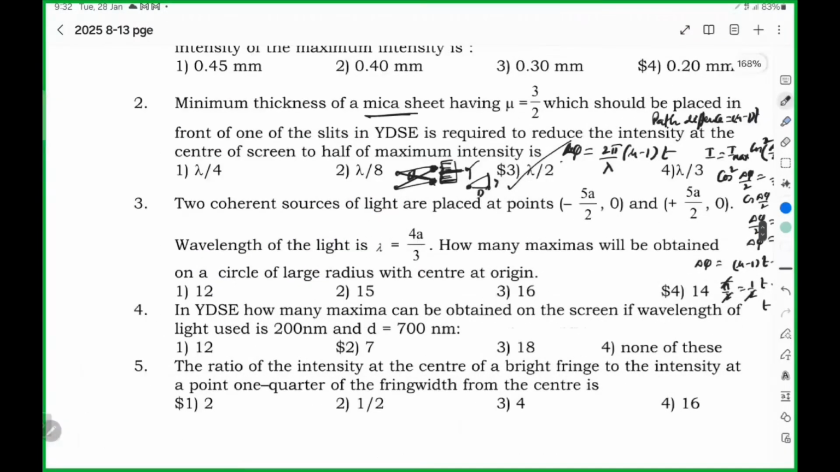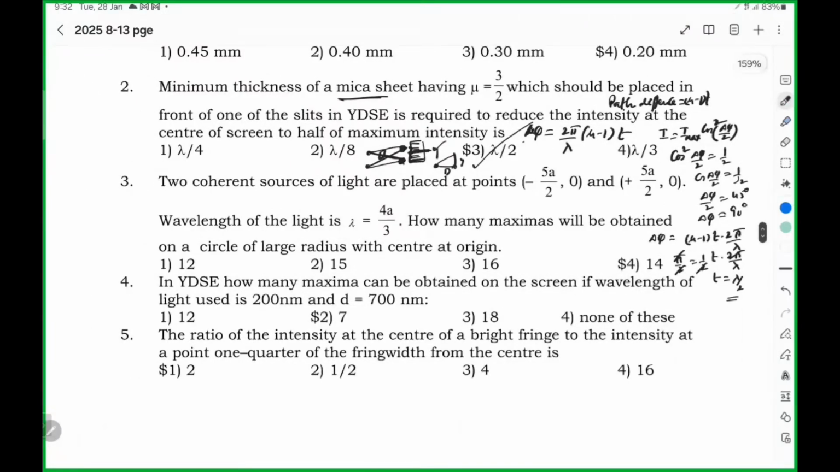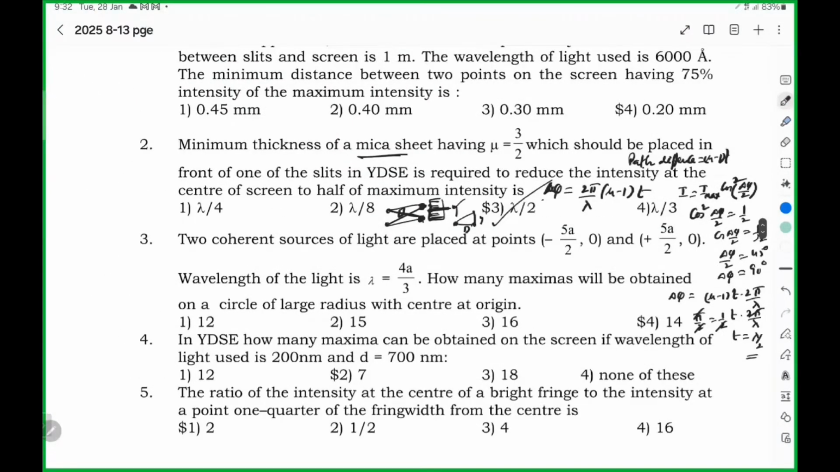Two coherent sources of light placed at minus 5a by 2 and 5a by 2. Wavelength of the light is given. How many maximas will be obtained on a circle of large radius with center at the origin? So here, through the given points, we consider the maxima on a circle.